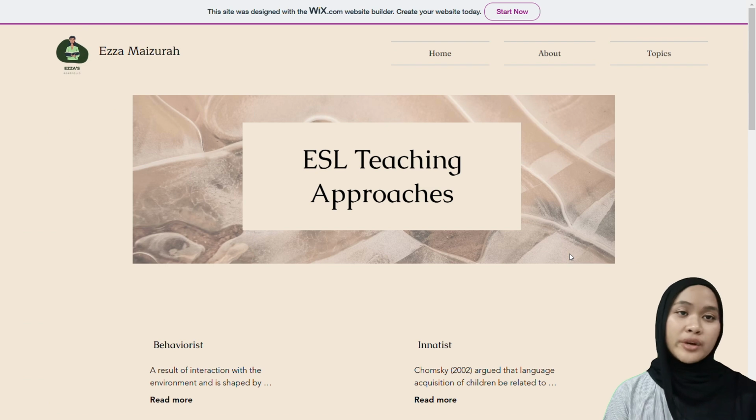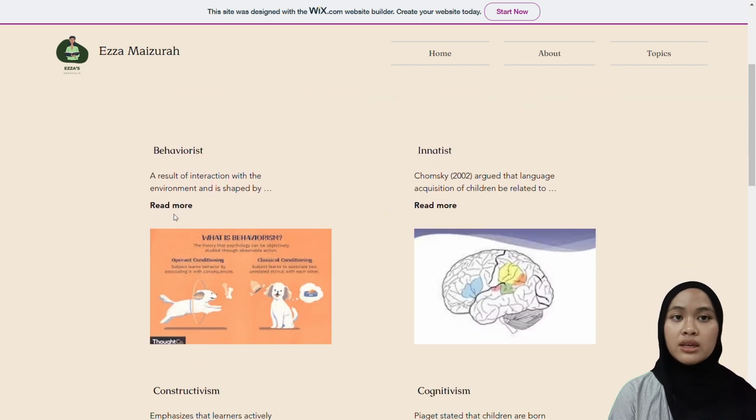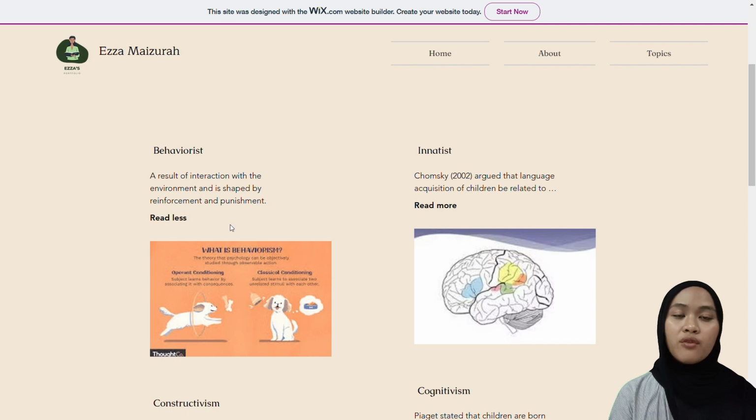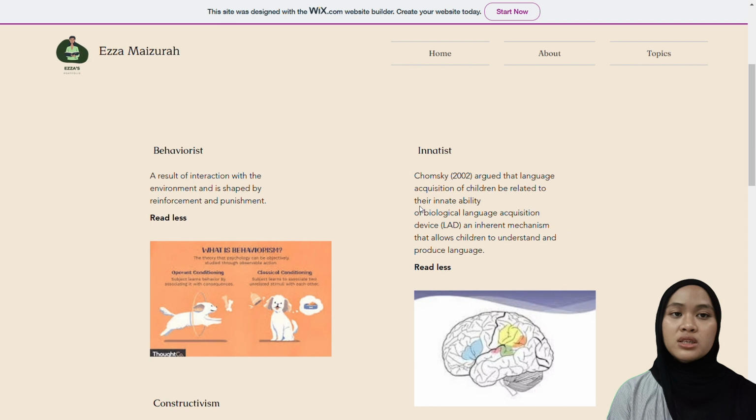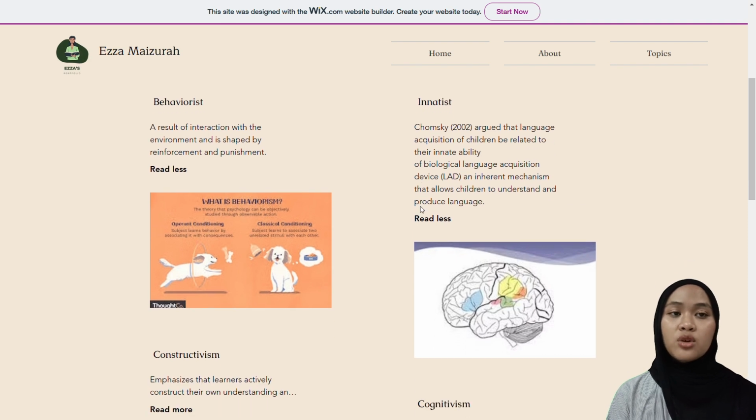Let's move to our third topic for today, which is ESL teaching approaches, which consists of 5 of them. First, we have behaviorism. Behaviorism is a theory where learning takes place as it focuses on external stimuli by being observant. This theory is especially effective for young learners because they tend to absorb information from their surroundings through observation. Second, innatism.